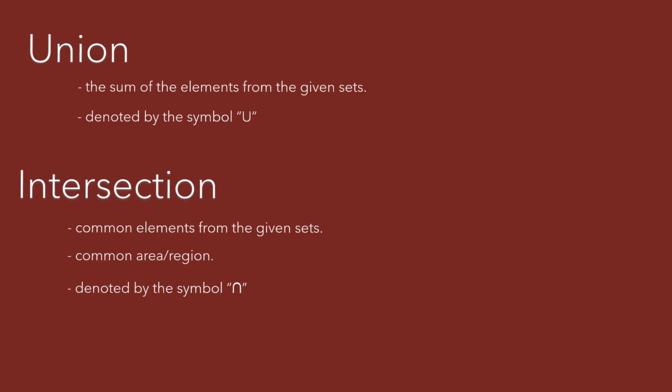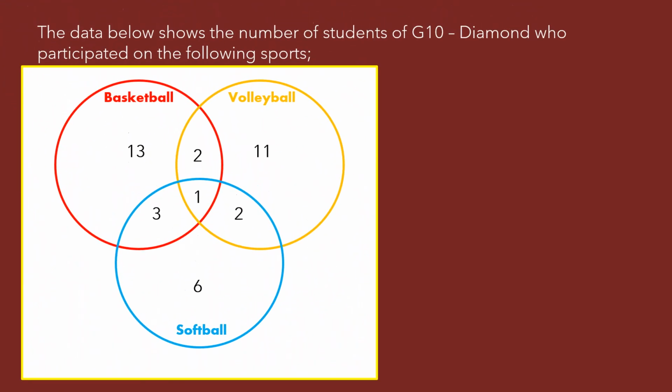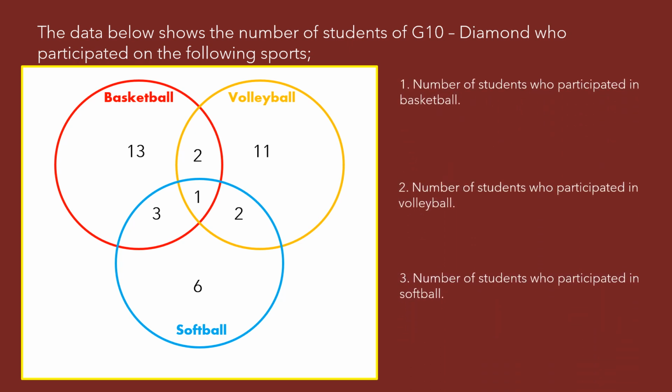Let's have this data in terms of Venn diagram. The data below shows the number of students of Gitan Diamond who participated in the following sports. We have basketball, volleyball, and softball. Let us first determine the data from this figure.